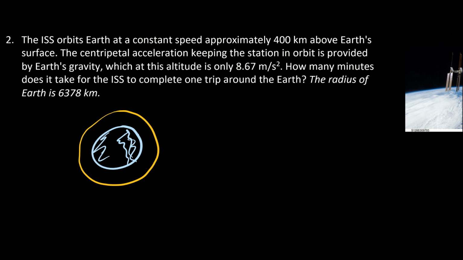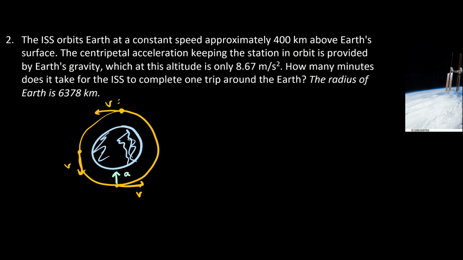The scale is wrong here, but let's just go with it, okay? So the ISS is traveling at a constant speed, and we don't know what that is. We're not given that, but it does say that it's a constant speed. So in this orbit, it's traveling at a constant speed. If we drew those velocity vectors, they would be the same length. And obviously Earth's gravity is what's keeping the space station in orbit.